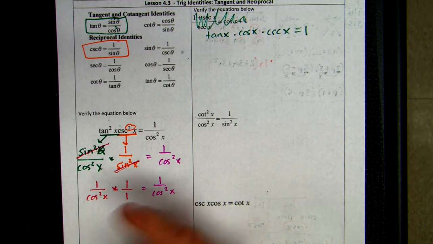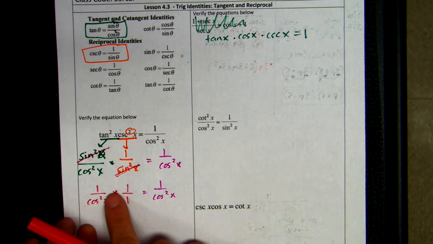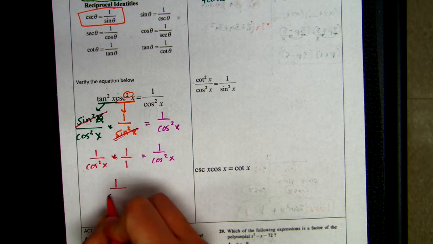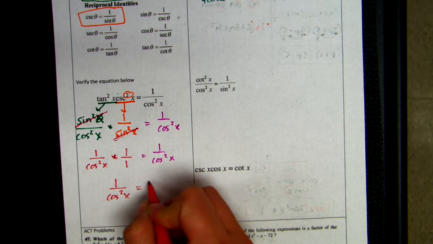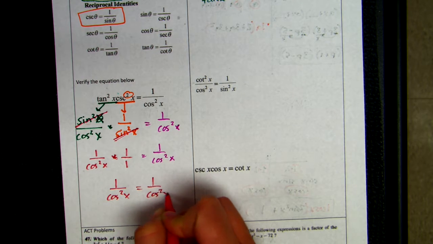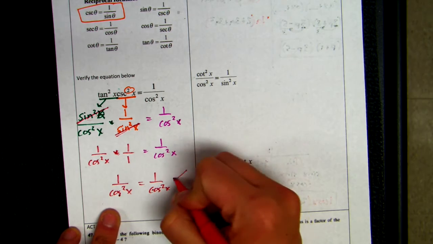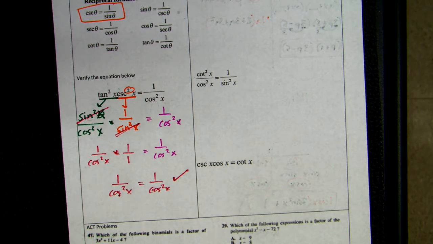Now, I know that 1 over 1 is the same thing as 1, and anything multiplied by 1 is itself, so I can write my answer as 1 over cosine squared x is equal to 1 over cosine squared x. The left-hand side of the equation matches the right-hand side of the equation. I have verified this to be true. Just don't let those squareds throw you off.